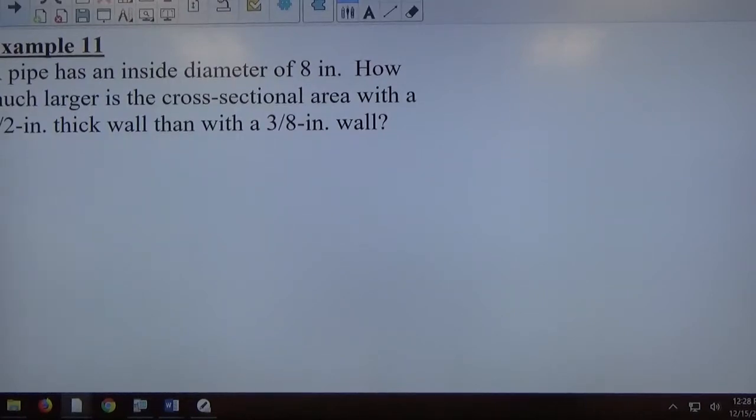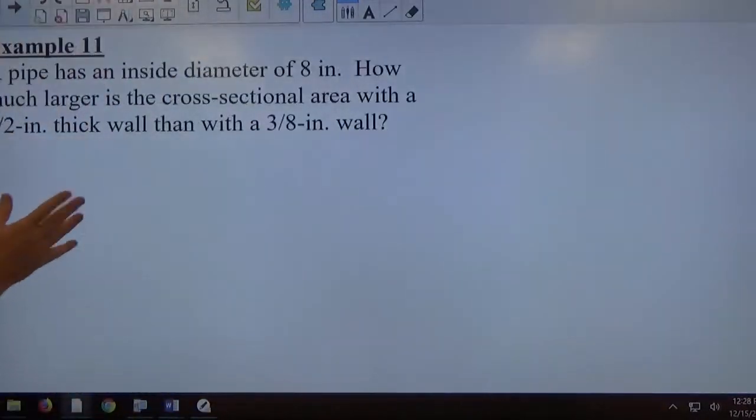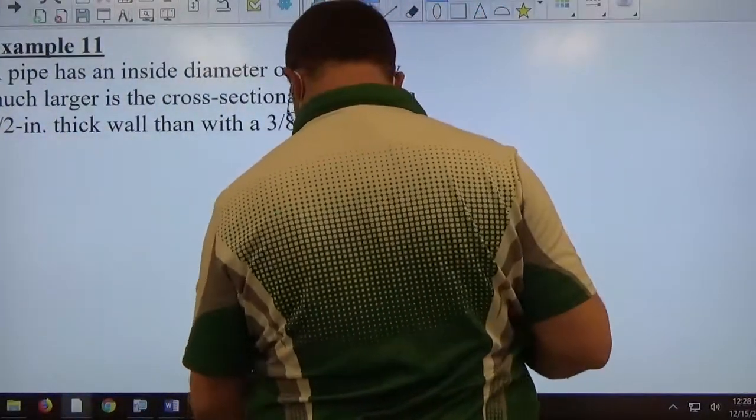Example 11. A pipe has an inside diameter of 8 inches. How much larger is the cross-sectional area with a 1/2 inch thick wall than a 3/8 inch wall? So we have two different pipes, two different size walls. It's kind of like the same as the washer problem we just did a moment ago. The thickness of the wall is this bit, and we need an inner radius for these in order to do this. So we have two different pipes, and we're looking at cross sections of pipes.